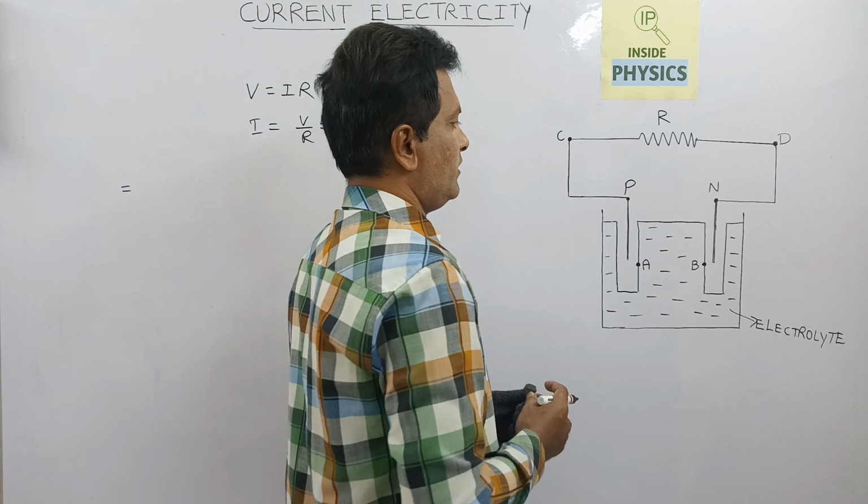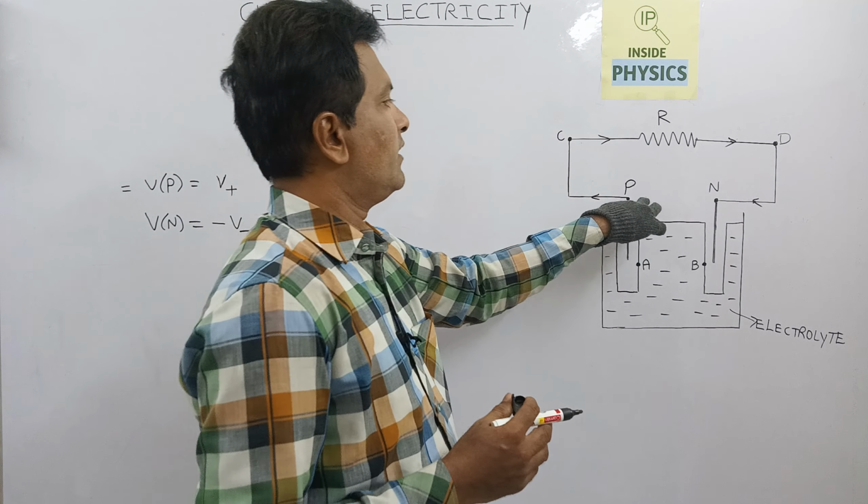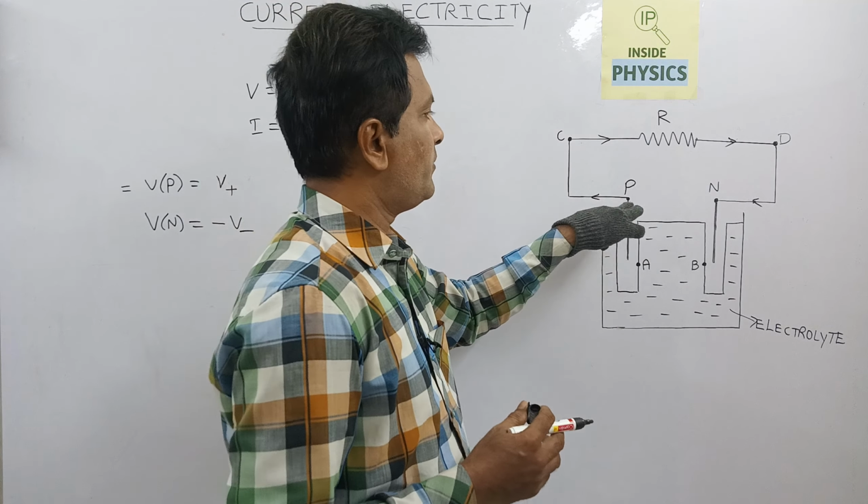Okay, so this will develop a negative potential, this will be a positive potential, and we have now discussed that the electromotive force EMF of the cell is nothing but the potential difference between the electrodes P and N. That means we can write Vp minus Vn is equal to V plus minus of minus V minus, that is equal to V plus plus V minus.